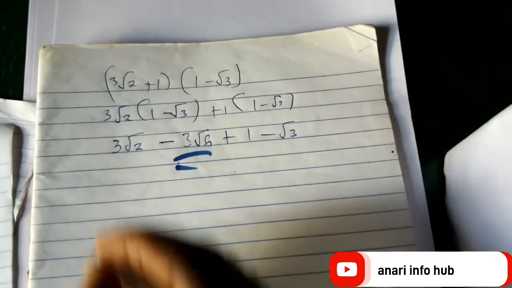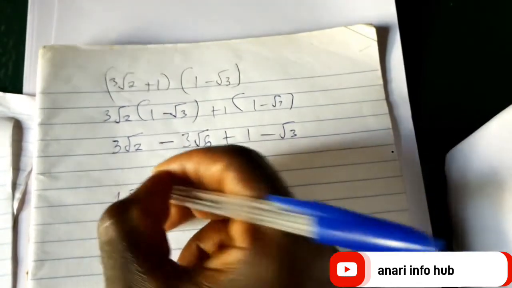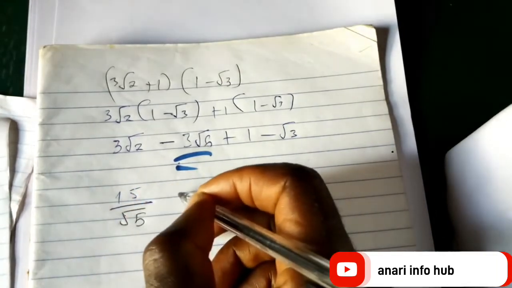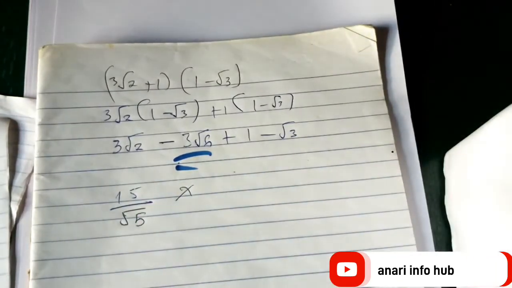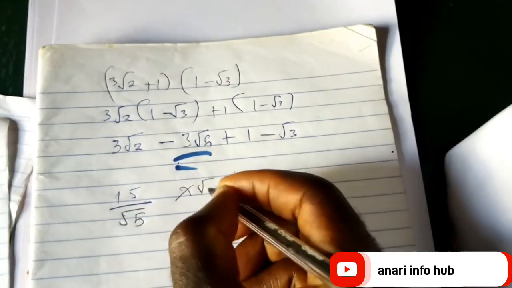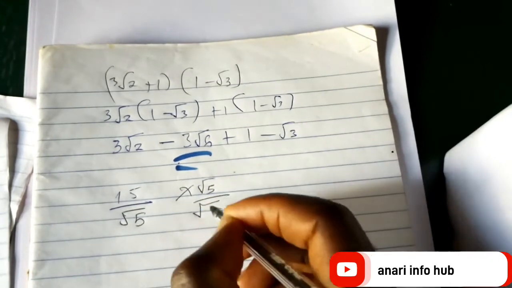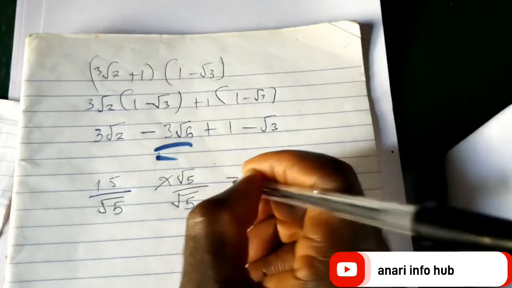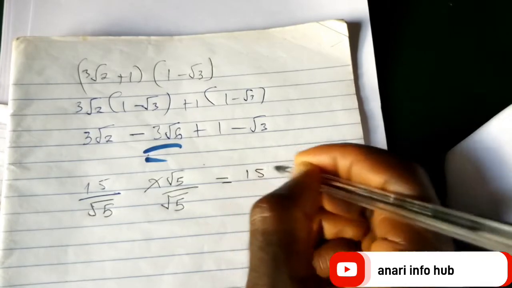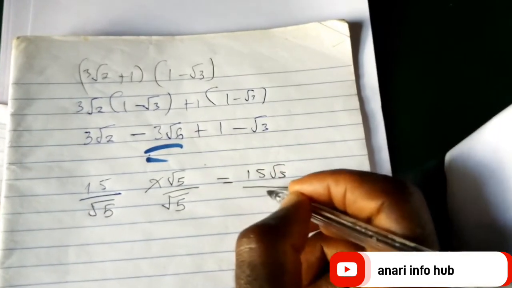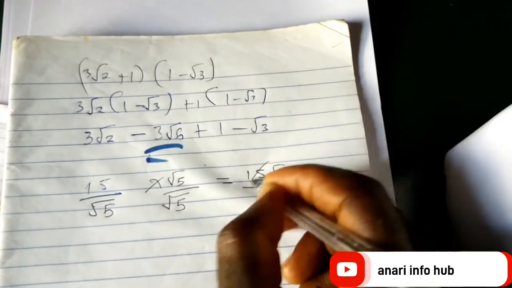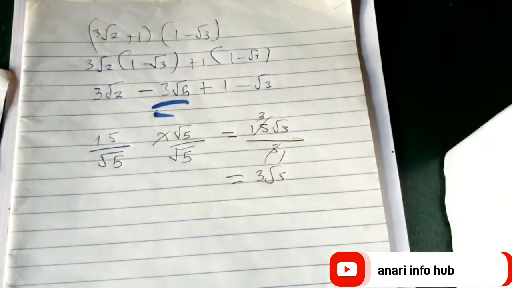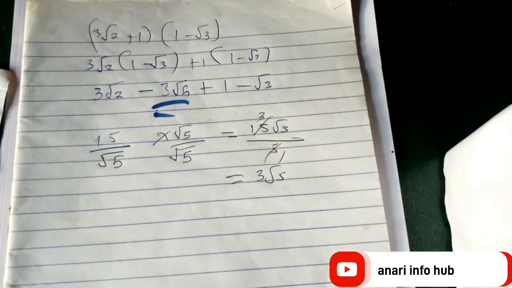The third one says 15 divided by √5. Here we apply what we call rationalization. By rationalization, multiply this by the denominator, and also divide by the denominator, which is √5. Now this is the same thing as saying 15√5 over 5. Divide this by this, 15 by 5 is 3. So our solution is 3√5, that's our solution.